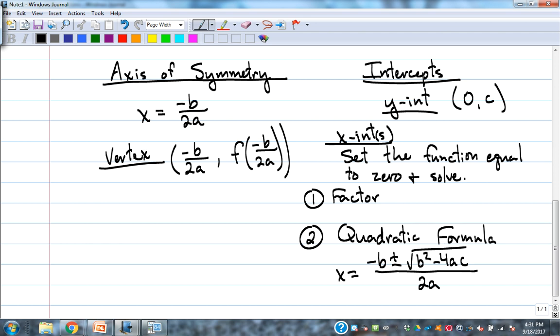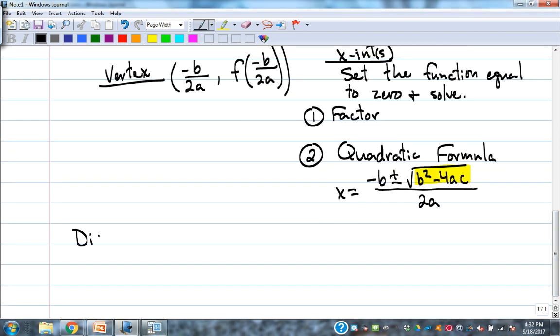Inside of that, there's this important part here, and we're going to highlight it. That b squared minus 4ac is called the discriminant, because it discriminates what kind of answers you have. Discriminant: b squared minus 4ac.